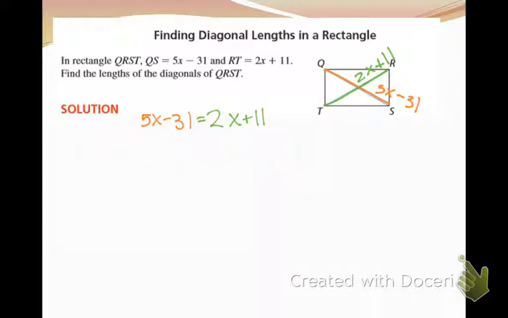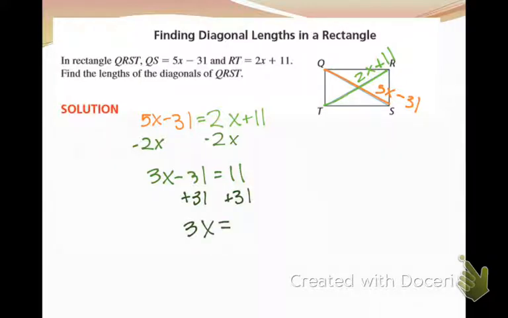What will I move first? The 2x. 3x minus 31 equals 11. What do I move next? 31. So 3x equals 42. So x equals 14. Did I answer the question? I did not. Find the lengths.